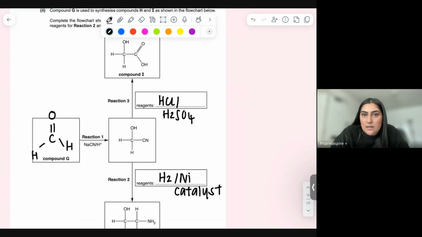Do they accept the alkane though? They're quite generous on that one. They said any sort of aqueous acid, any sort of haloalkane.